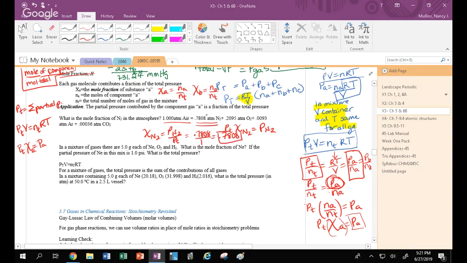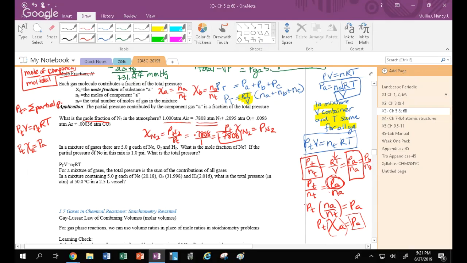So this time, since I was given partial pressures and a total pressure and they just wanted to know what the mole fraction is, I know how the mole fraction relates. Are we okay so far? All right, so let's look at the next one.